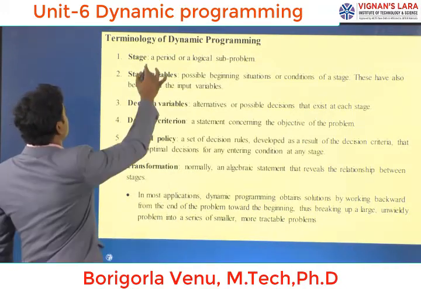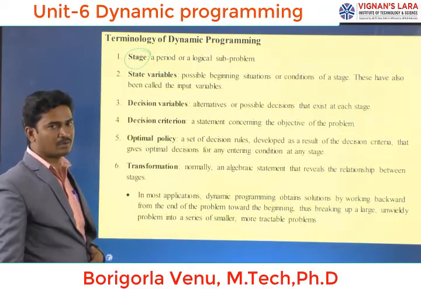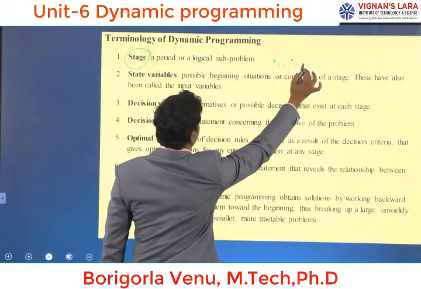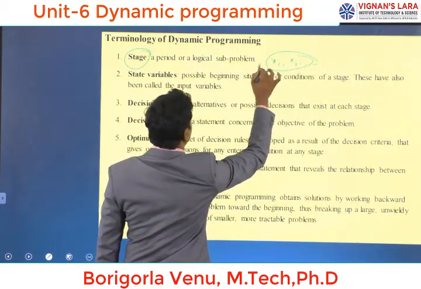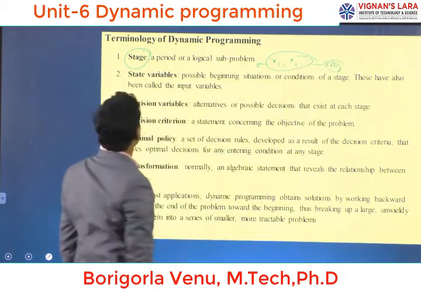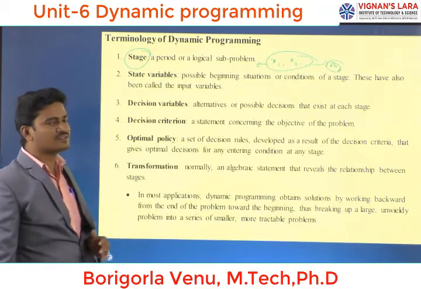Here first is called stage. Stage means a period or a logical subproblem. Already we discussed. Examples are decision variables. Based on the decision variables we are going to take, otherwise, based on the objective function we define the stage. Next, state variables: possible situations or conditions of the stage.